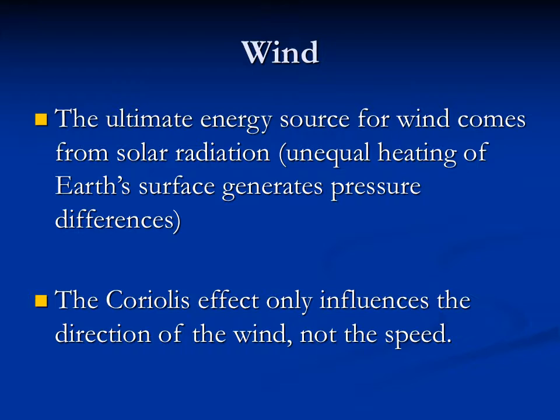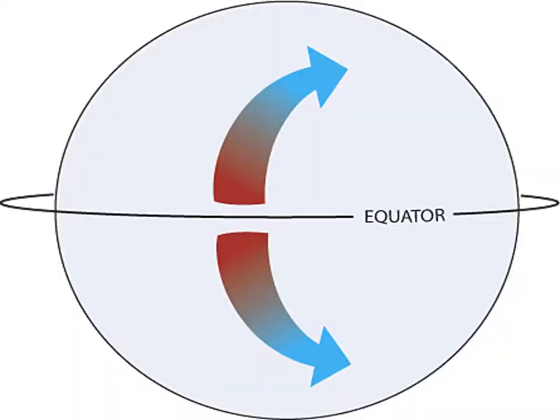The Coriolis effect, which we've already talked about, only influences the direction of the wind, but not the speed of the wind. If you're in the northern hemisphere, it's going to cause it to shift to the right, and if you're in the southern hemisphere, it's going to cause it to shift to the left. But the Coriolis effect does not affect the speed, it just affects the direction. Here's another visual for you showing that north of the equator, which is the northern hemisphere, the wind is veering off to the right. And south of the equator, which is the southern hemisphere, it's veering to the left. That's if you were standing at the equator and looking at it.